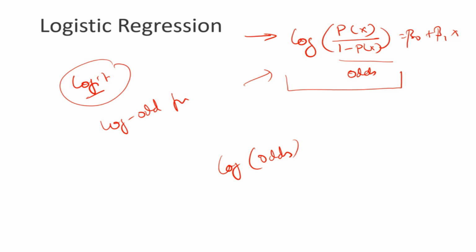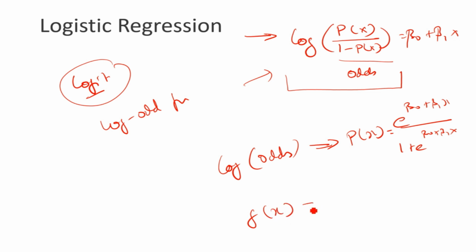And yes, the inverse of the aforementioned function would be p of x, which is equal to e to the power of beta 0 plus beta 1x divided by 1 plus e to the power of beta 0 plus beta 1x. Dear friends, the mathematical sigmoid function can be specified as f of x, which is equal to 1 by 1 plus e to the power of minus x.